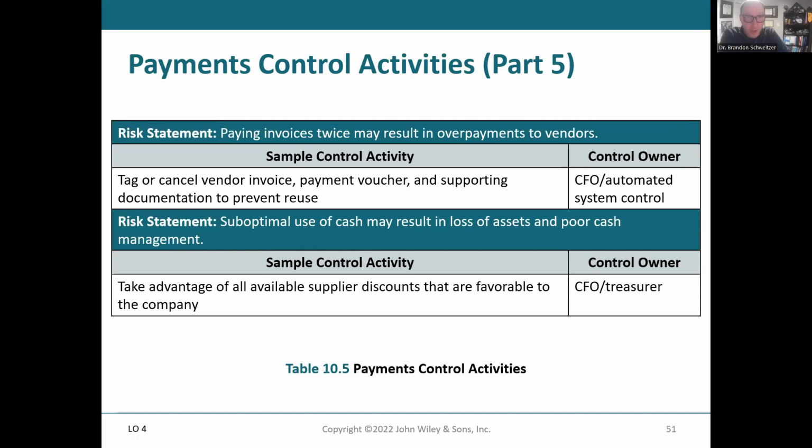Oh, this is a good one. Paying invoices twice. Did I pay that bill or not? I don't remember. Your AIS remembers, so check the AIS. Don't pay the same bill twice. I've done that once. That happened to me once before. The AIS did not catch it, but that was also because back then there wasn't a whole lot of automation.